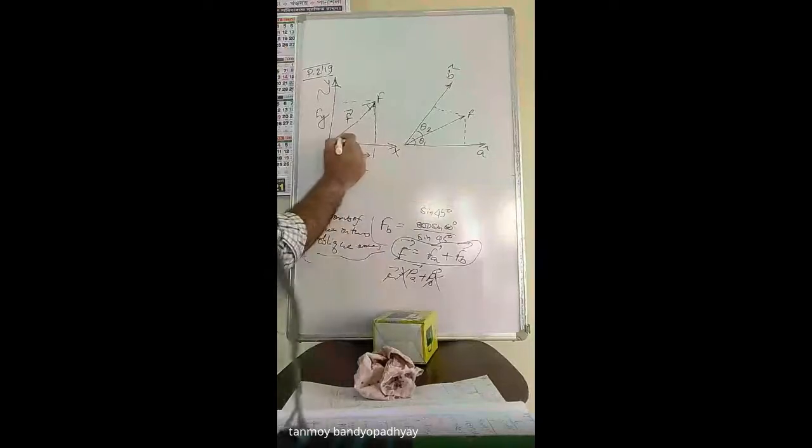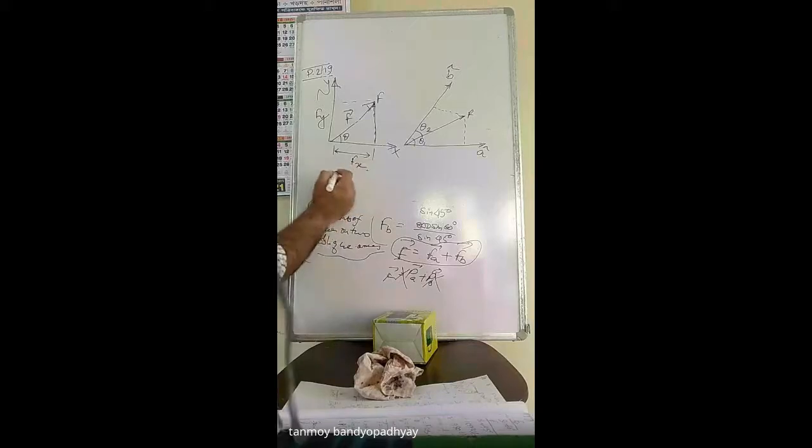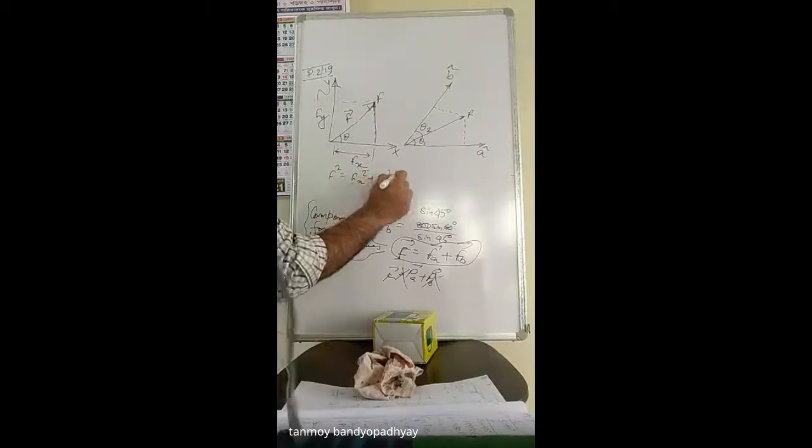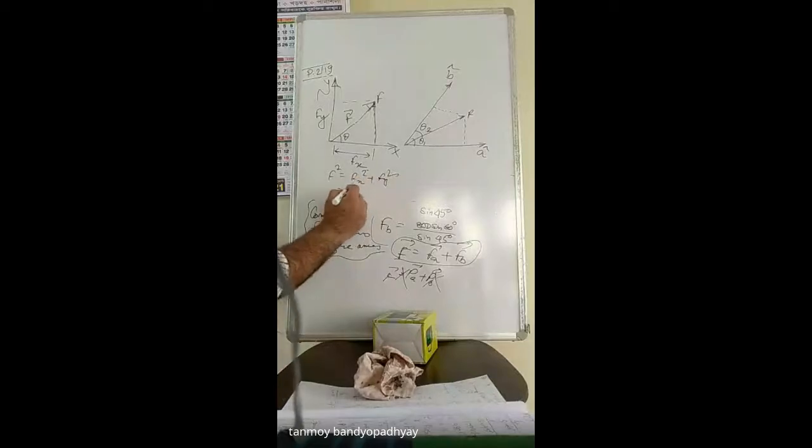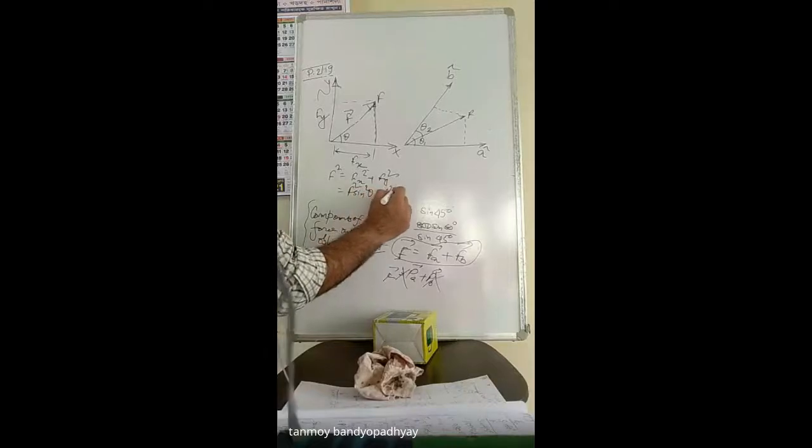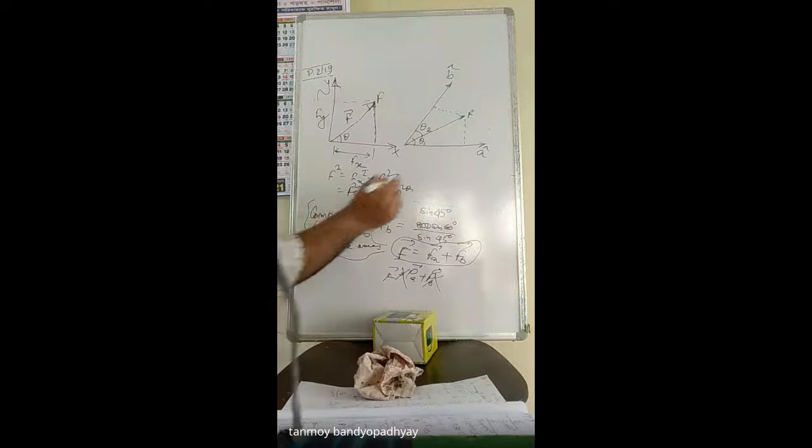সো আমার এইটা কি হবে? এটা থিটা ছিল, সো এখানে আমি লিখতে পেরেছিলাম যে f স্কয়ার ইজ ইকুয়াল টু fx স্কয়ার প্লাস fy স্কয়ার। তার মানে কি ছিল এটা? fx টা কত ছিল? f sin থিটা, f স্কয়ার sin স্কয়ার থিটা প্লাস f স্কয়ার cos স্কয়ার থিটা। তার মানে এটা f স্কয়ার হয়ে গেছিল, তাই তো? কিন্তু এই কেসে কি হবে?